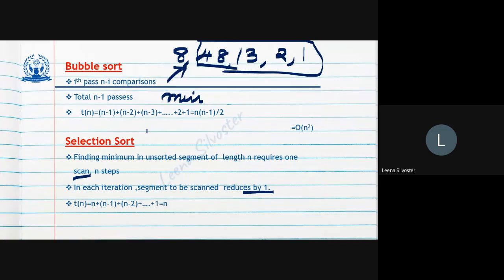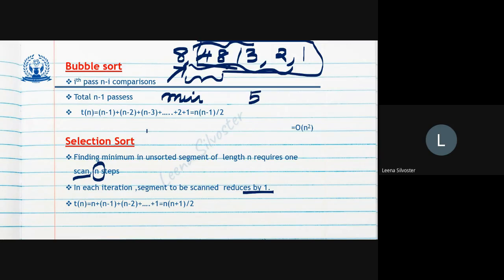So how many steps are there? In the first step, we need n. How many comparisons are required? We need to compare this 8 and 48, that is 1. Then we compare 8 and 13, 2. 8 and 2, third comparison. 8 and 1, fourth comparison. So how many numbers are there? 5 numbers, so 5 is the length. So we need one scan, and 4 comparisons are needed in this step.